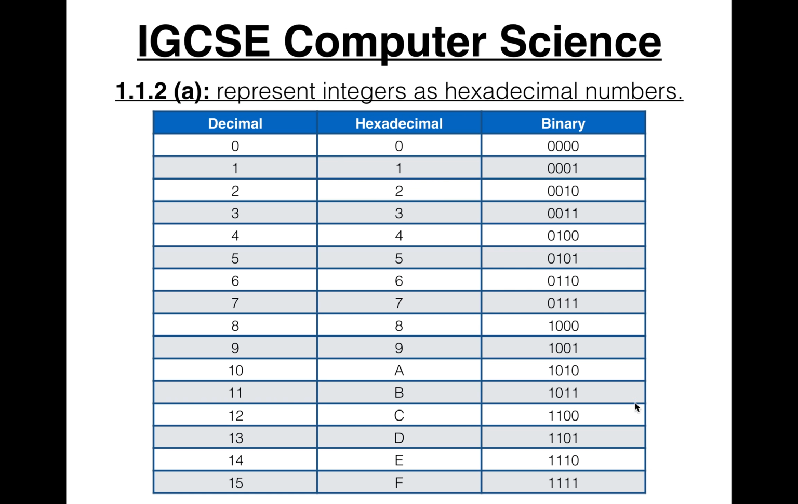Now this can make it easier, and as you'll see in the next few videos for hexadecimal, we're going to see that perhaps binary could be represented as hexadecimal, and it may be easier for programmers to use hexadecimal rather than binary.